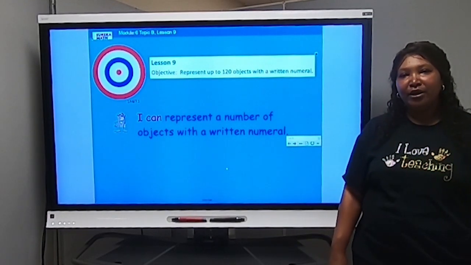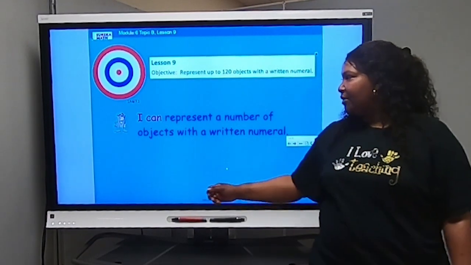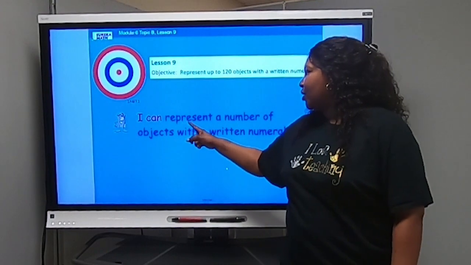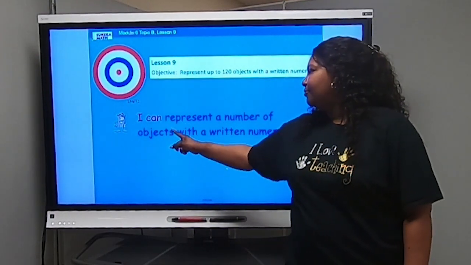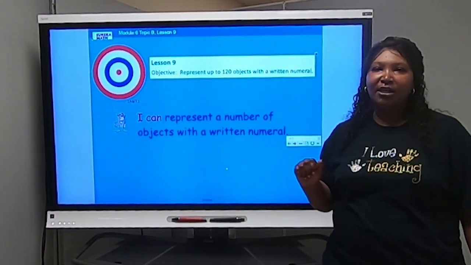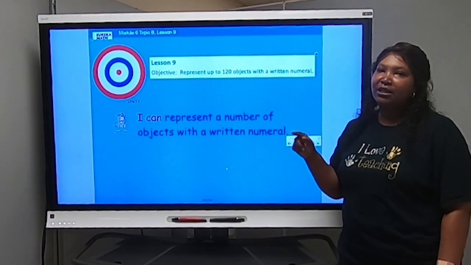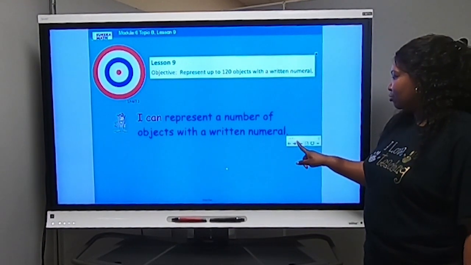Now let's read our learning goals. Can you read the learning goal with me? I can represent a number of objects with a written numeral, okay? So remember that learning goal, because at the end of the lesson, we're going to come back and make sure we've accomplished that.